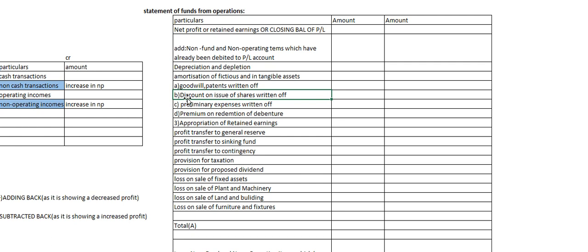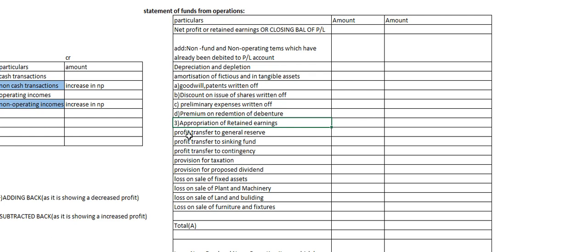So the best example of a fictitious asset could be the discount on issue of shares written off, preliminary expenses written off. Premium on redemption of debentures, when there is a premium paid back when redeeming debentures, so that also comes under the intangible, fictitious and intangible assets.